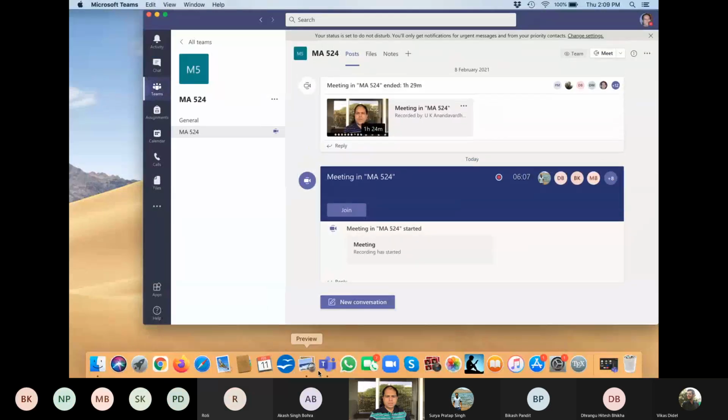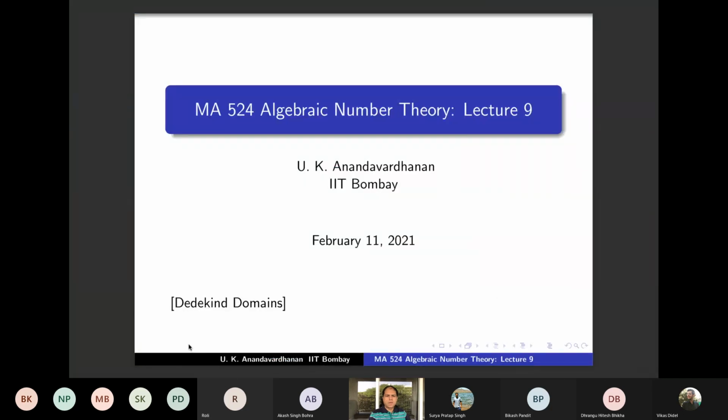Let's recall what we did in the last one or two classes, and then we will continue from there. Please confirm that you can see the slides. Yeah, okay. So as I said, this is the key word today, Dedekind domains. I think I mentioned the word in one of the last classes. We will introduce that and continue.